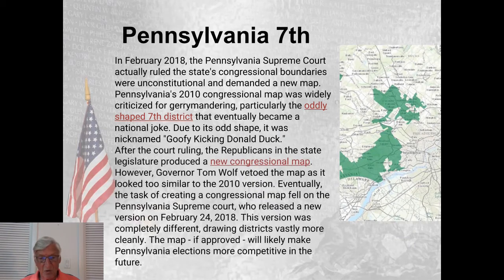After the court ruling, the Republicans in the state legislature produced a new congressional map, and that was vetoed by the Democrat governor. Eventually, the task of creating a map fell to the Pennsylvania Supreme Court. A new version came out in February 2018, and it has much cleaner districts than had been there previously.